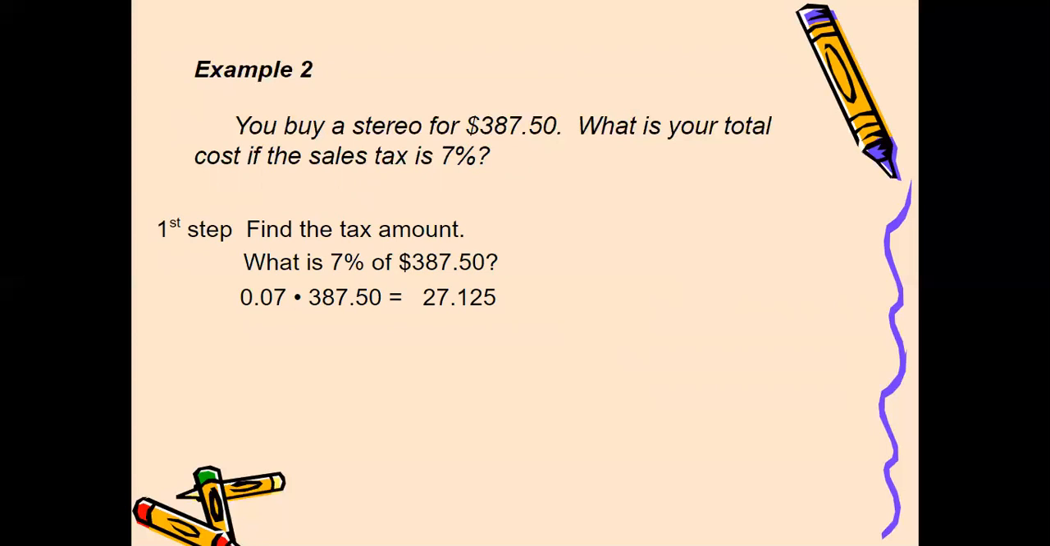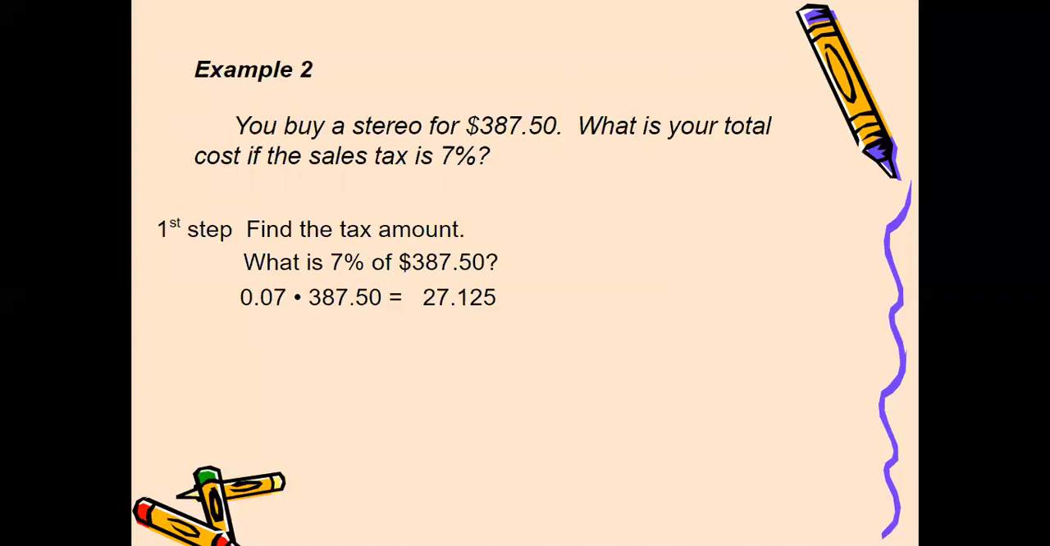So I'm then going to multiply 0.07 times $387.50. And again, it's very important that you reference and understand how to multiply numbers with decimals, which is why I referenced that video to you. And that's going to give me 27.125. But wait a minute, that's not an amount of money, right? 27.125, how much money is that?